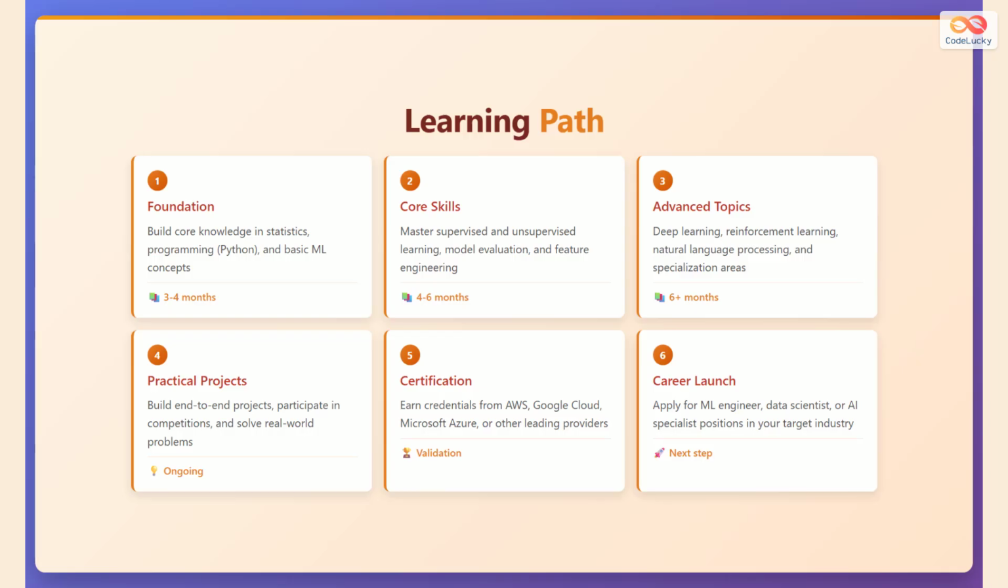Stage 4 is practical projects, an ongoing process of building end-to-end applications and solving real-world problems. Stage 5 is certification, earning credentials from providers like Amazon Web Services, Google Cloud, or Microsoft Azure to validate your expertise. Stage 6 is career launch, applying your skills to land positions as machine learning engineers, data scientists, or artificial intelligence specialists.